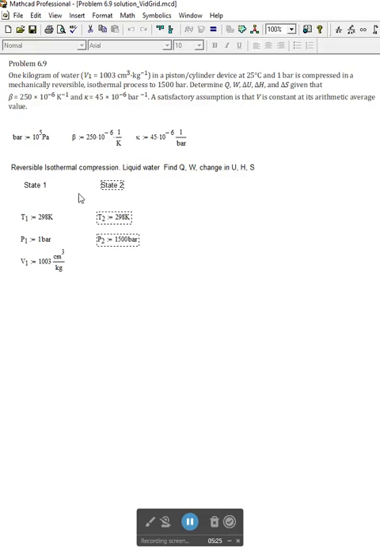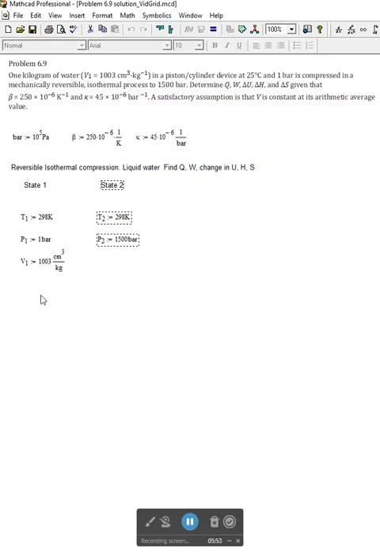We go from state 1 to state 2. It's isothermal. So I define T1 at 298, T2 is the same at 298, P1 1 bar, P2 1500 bar, and then we're given the volume at state 1, which is 1003 centimeters cubed per kilogram. So this is a first law and a second law problem.